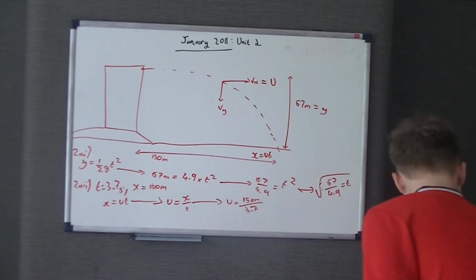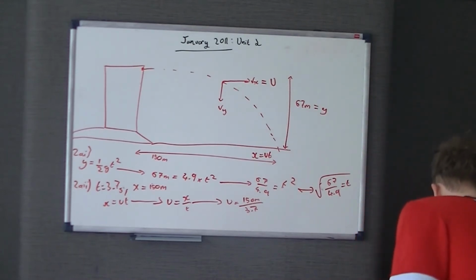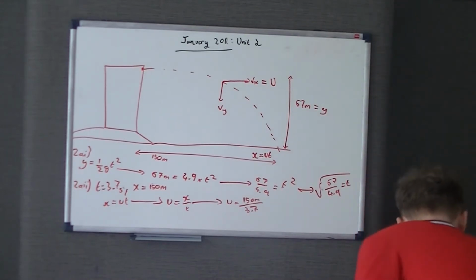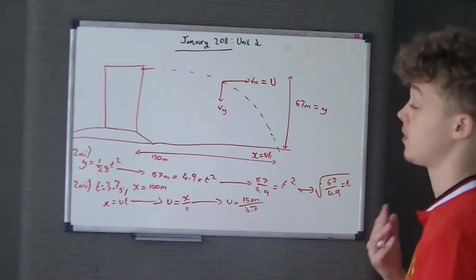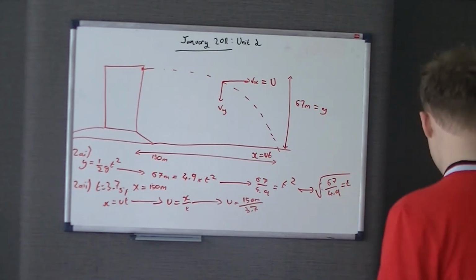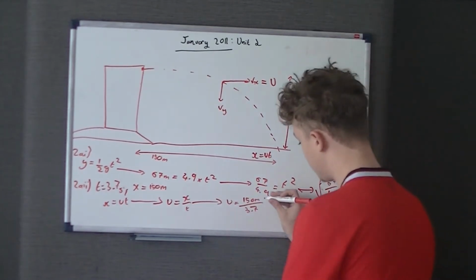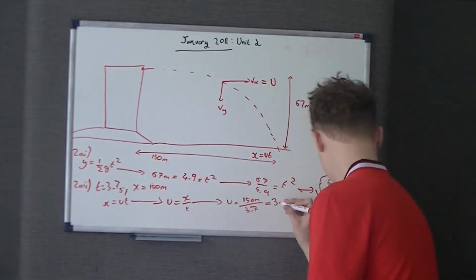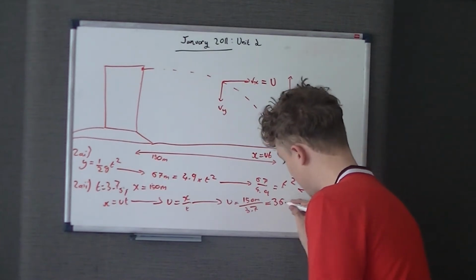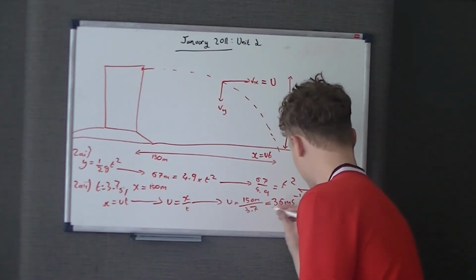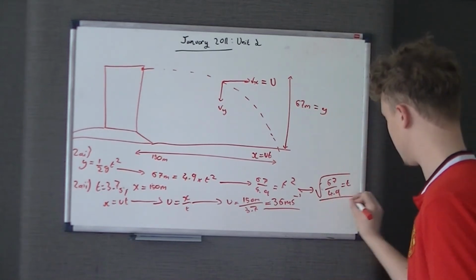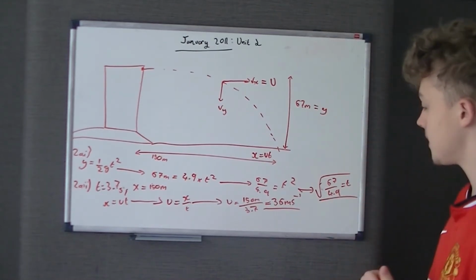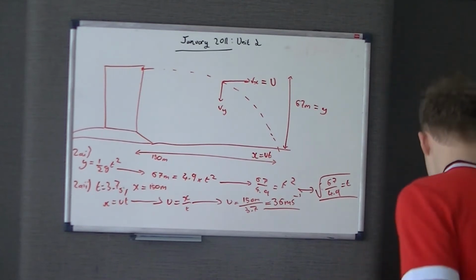So if we do that equation on our calculator, which actually I've rounded up from 3.7, it's 3.69, which is what you should put in your calculator. And if we sort that out, that's 36 metres per second, it says there. That's your final answer. So that's your 2A part 1 and 2.